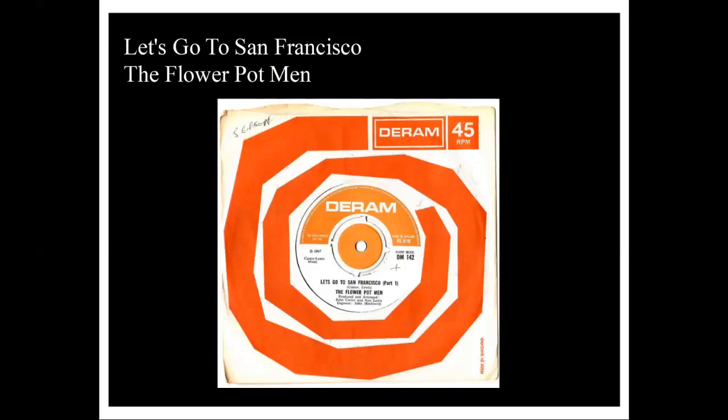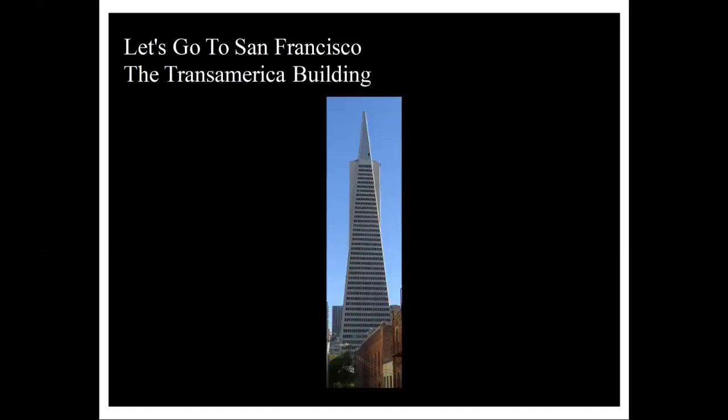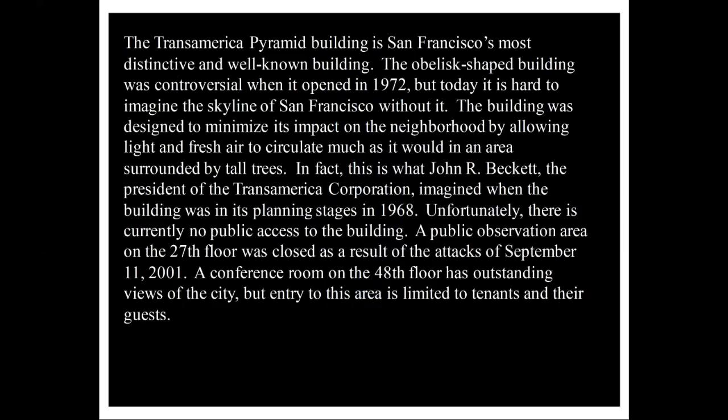But anyway, let's go to San Francisco and let's see what math we can find there. So this is the Transamerica building. This is actually one of my favorite buildings in San Francisco. A remarkable building. The design of the building was very interesting. People often look at it and wonder, why would you design a building like that? Well, the story that I've heard and read is that the architect was trying to build this to minimize the shadow on other buildings. So they were trying to be friendly to the neighbors.